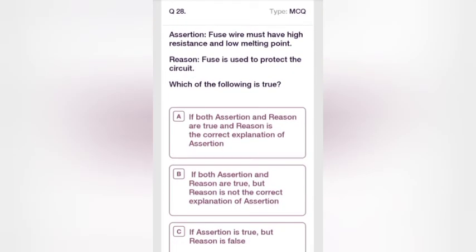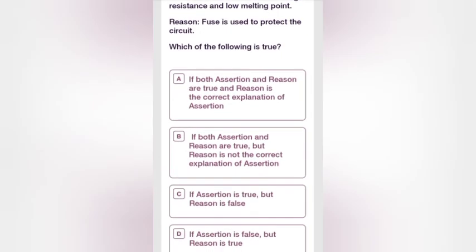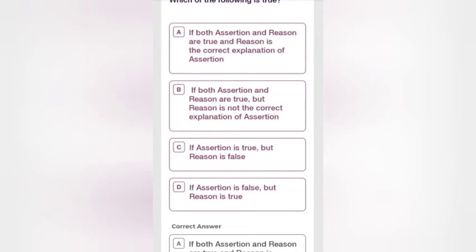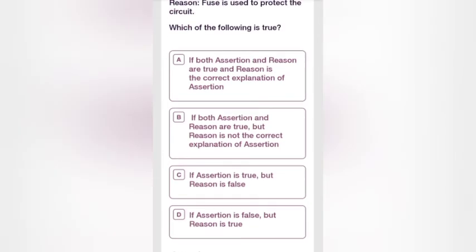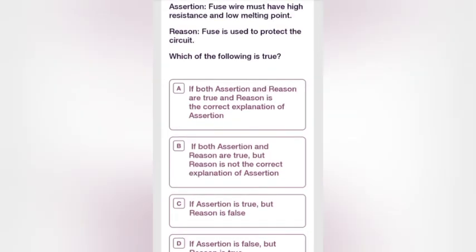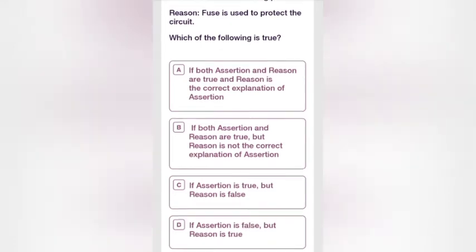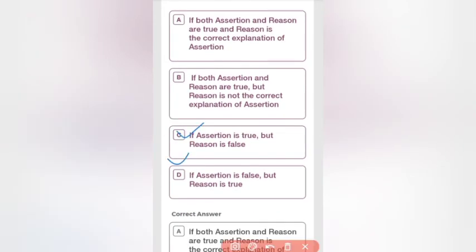See, fuse is used to protect the circuit. Okay, that's also correct. But whether the reason is linking to the assertion, yes. Because here it is used to protect. In order to protect only, it should have low melting point and high resistance. So therefore, if both assertion and reason are true, reason is the correct explanation of assertion. It must not be if, you should have both. For everything they have given if. No problem.